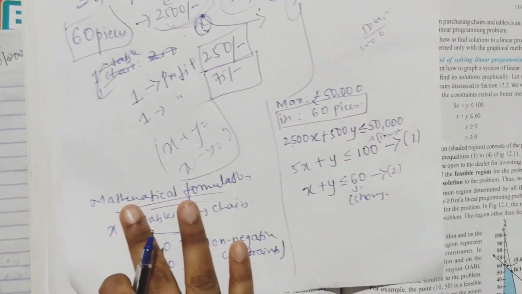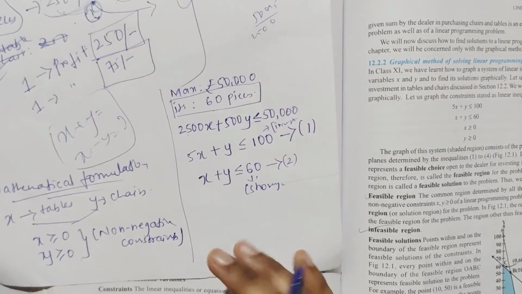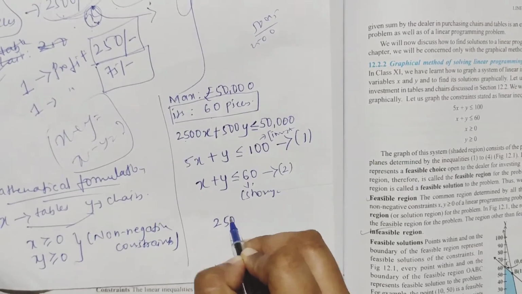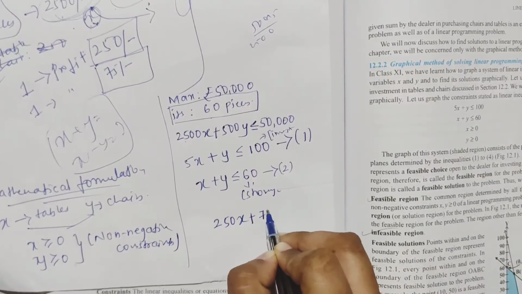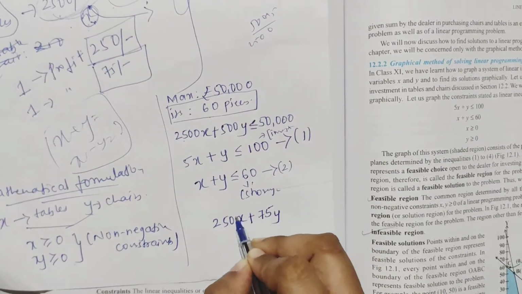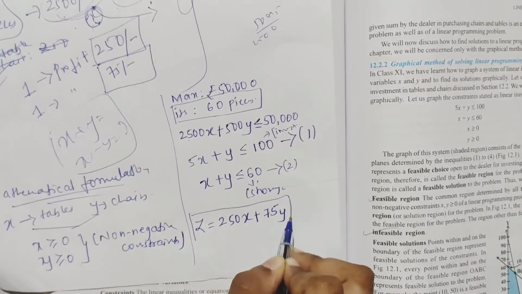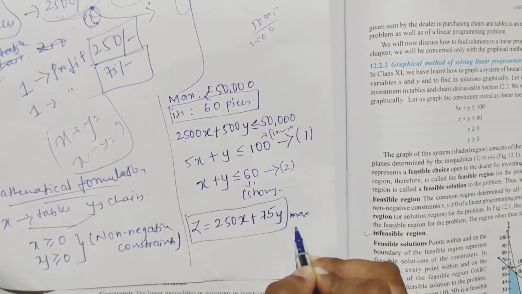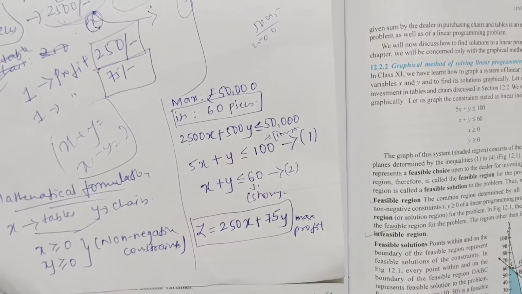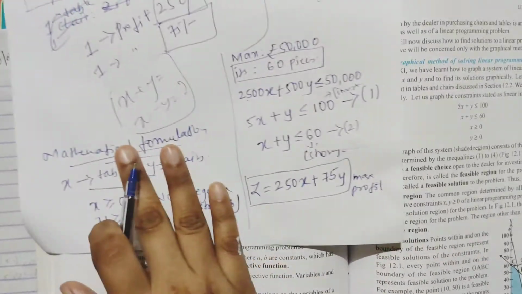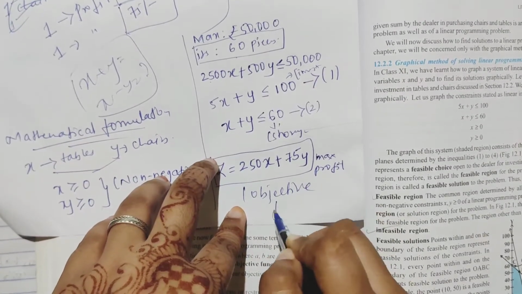And then one more point is that he has made his profit, what he is telling: 250 he has done for a table. So we take 250x, and 75 for the chair he has taken, x for table, y for chair. So this we can take as z. This is his maximum profit which he has planned for. So this is called the objective function.